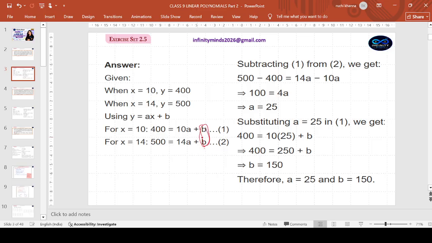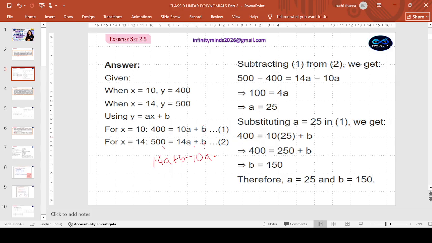Kindly notice there is one fact which is common. There is a common thing which is appearing in both of them. So let's see, if you mark them as equation 1 and 2, these are the equations you create from the statement of the question. Subtracting 1 from 2, whichever way you subtract, say 500 minus 400, LHS will get subtracted from LHS, RHS from RHS. Now when you subtract 14a plus b minus this, b will get subtracted from, it is 14a plus b.